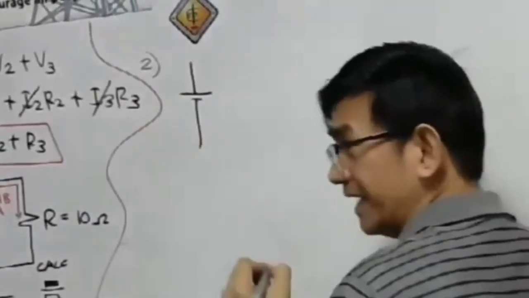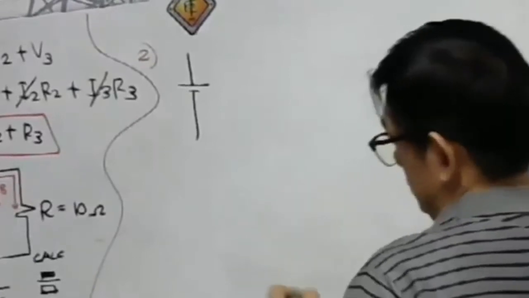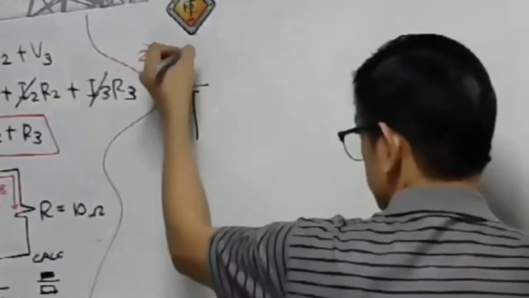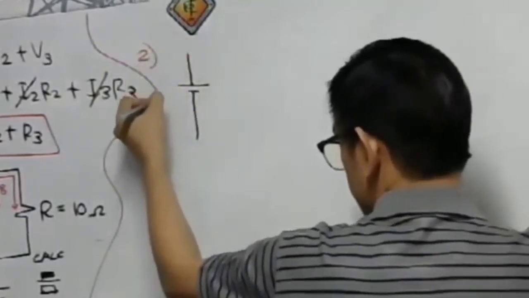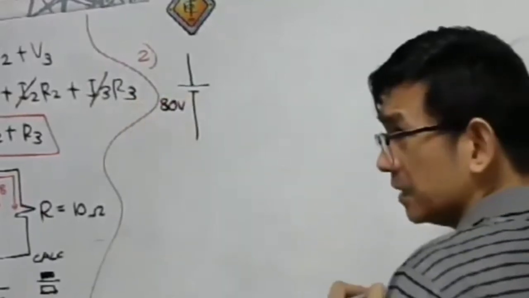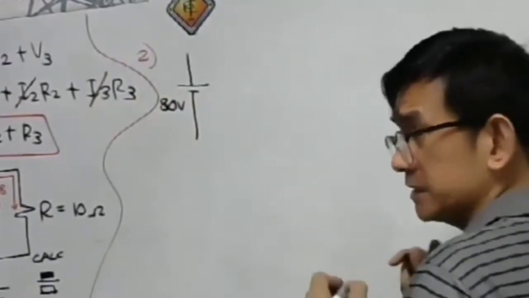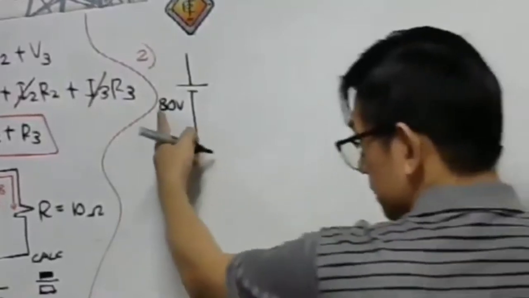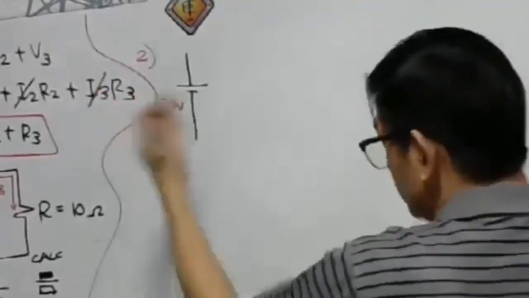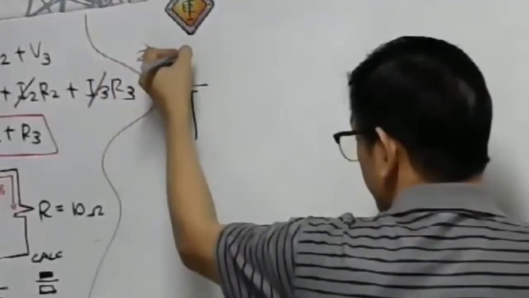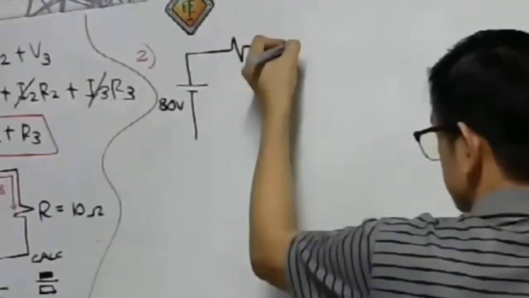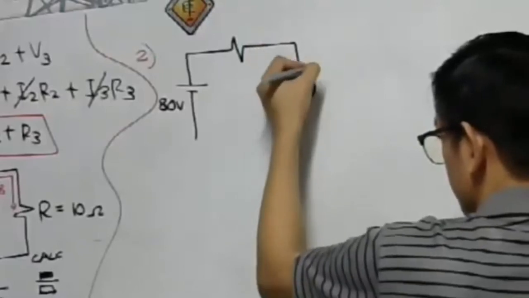Then we have a lamp that is connected, but the rating of the lamp is only 50 volts. Remember that our source voltage is 80 volts. If you directly connect the incandescent lamp that has a rating of 50 volts only to an 80 volt supply, that will burn out. That will damage it. We need to have a series resistance to be able to connect our incandescent bulb.